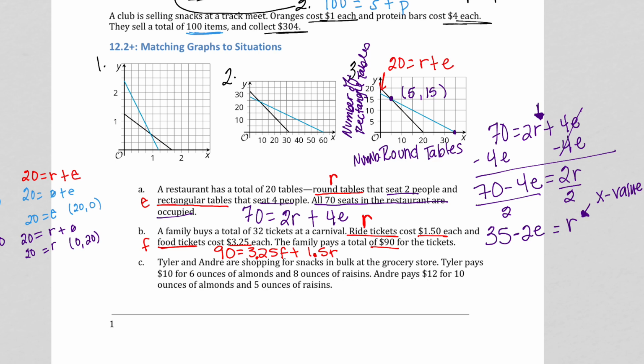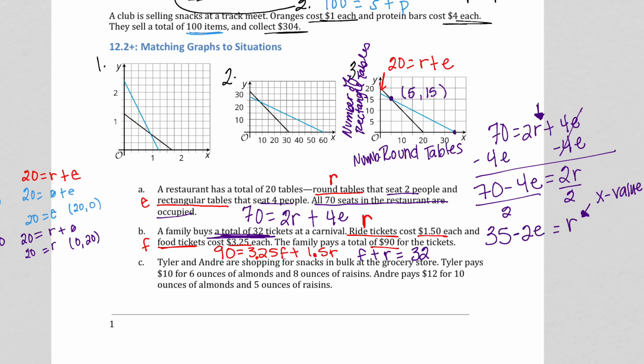Do you know what's left? The 32. The 32 is the only number that is left that we have not used. So a total of 32 tickets at a carnival. So if that's the total, what do I do with the ride tickets and food tickets? You add them. So we take F plus R equals 32.